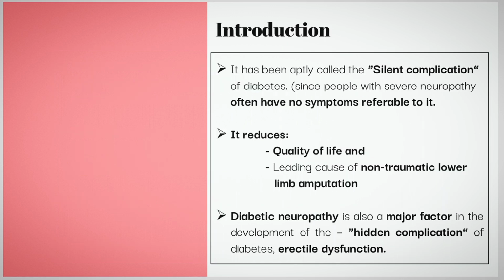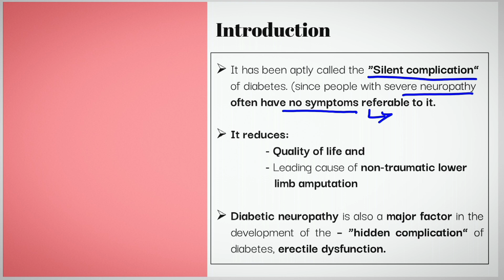Diabetic neuropathy has been labeled as a silent complication. Why? Because such patients with severe neuropathy don't show any symptoms initially, so that we can refer them for management.